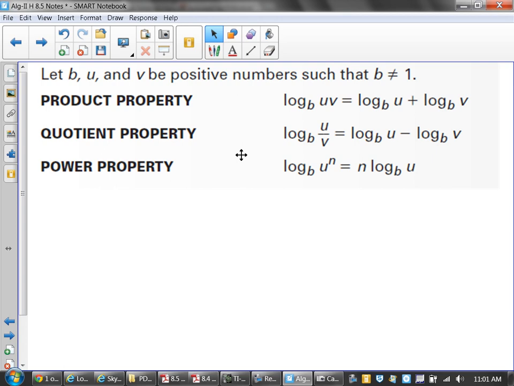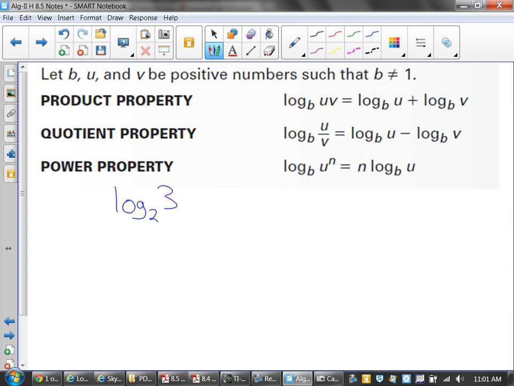So, product property. What does product mean? Multiplying. And if you remember, isn't multiplying the same thing as repeated addition? That's kind of why they go hand in hand. Let me show you a real easy example of what the product property looks like. If I say something like the log base 2 of 3x, that's 3 times x, do you agree? What this allows me to do is break it apart: log base 2 of 3 plus log base 2 of x.